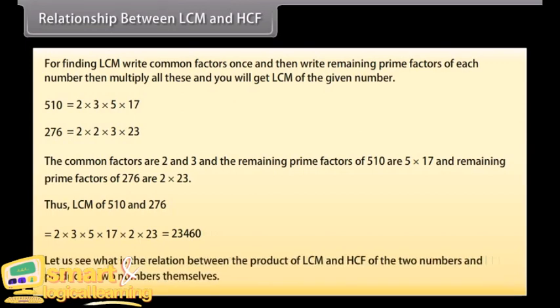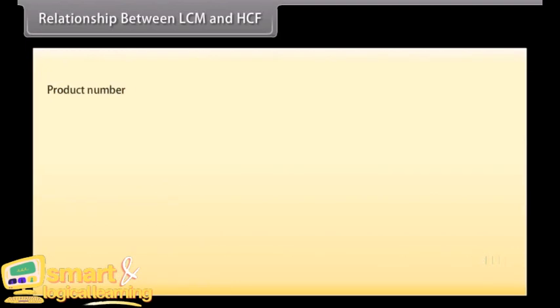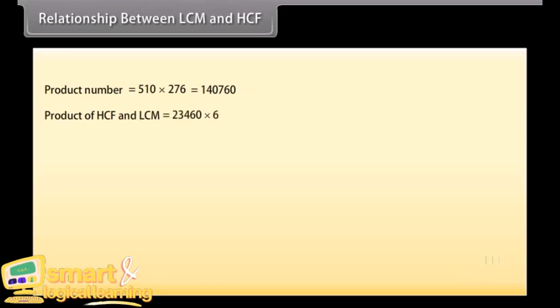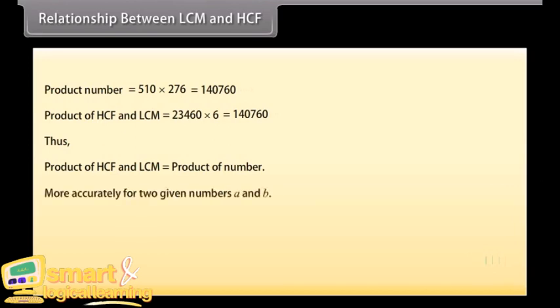23,460. Let us see what is the relation between the product of LCM and HCF of the two numbers and the product of the two numbers themselves. From the above discussed example, the product of the numbers is equal to 510 into 276, which equals 1,40,760. Product of HCF and LCM is equal to 23,460 into 6, which is 1,40,760. Thus, product of HCF and LCM is equal to product of the numbers. More accurately, for two given numbers a and b, HCF(a, b) into LCM(a, b) is equal to a into b.